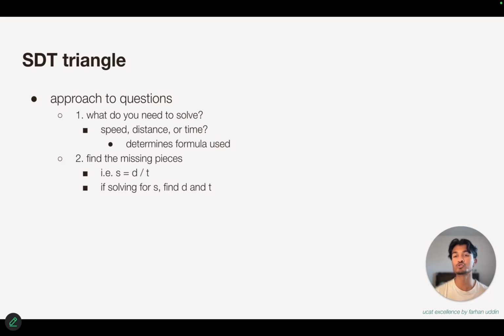Now, let's move on to the approach that you should be taking to these questions. Number one, ask, what do you need to solve? Is it for speed? Is it for distance? Or is it for time? Because that'll determine which of the 3 formulas that you end up using.